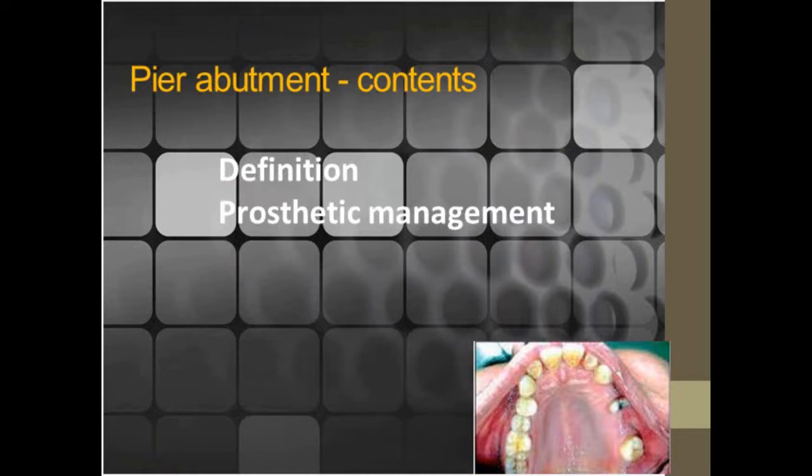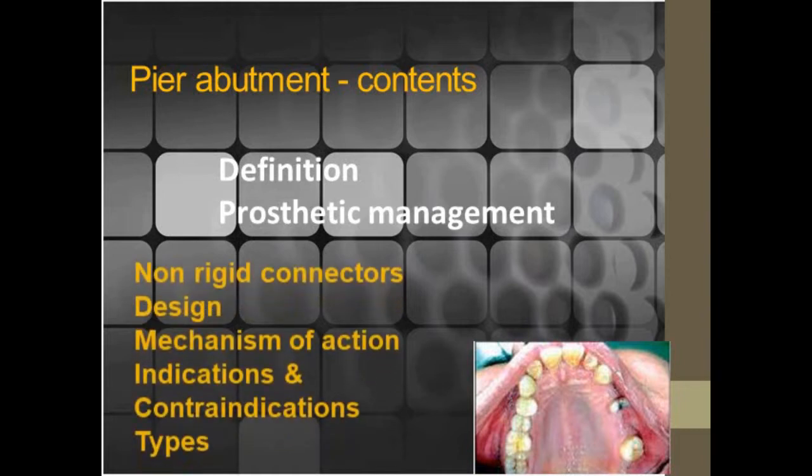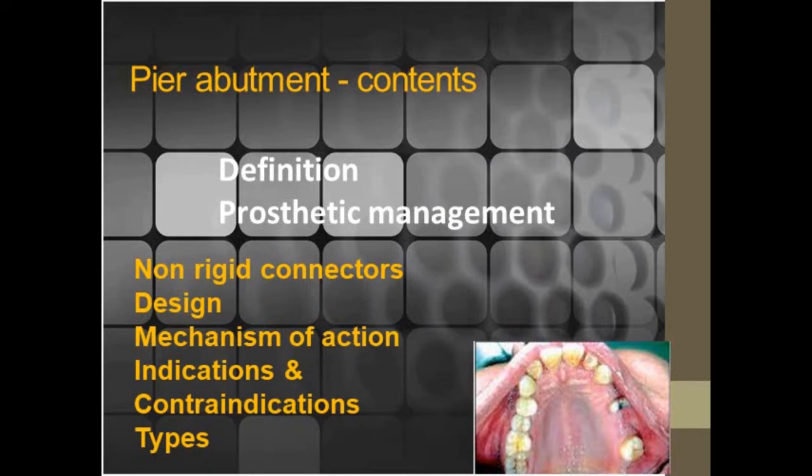Coming to the contents that you can include in your pier abutment topic, first the definition, and then we know that a pier abutment is a special type of abutment where there is much more stress concentration compared to that of the normal abutment. So prosthetic management of pier abutment is important, and under that you can include the non-rigid connectors, their design, mechanism of action, various other indications and contraindications of NRC, and the different types of non-rigid connectors.